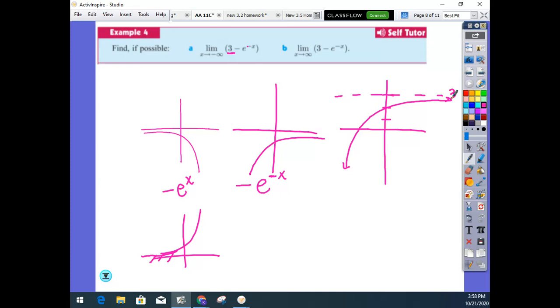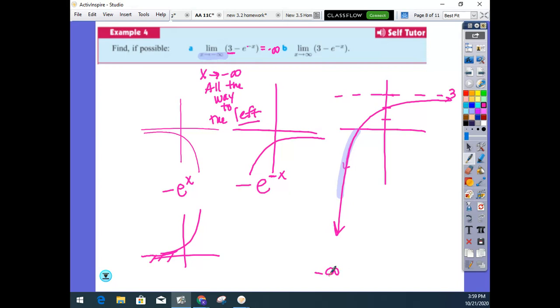All right. Is the graph getting close to anything as I go all the way to the left? X approaches negative infinity just means all the way to the left. So if I trace this all the way to the left, where is it going? It's going all the way down to negative infinity. All the way down here is negative infinity.